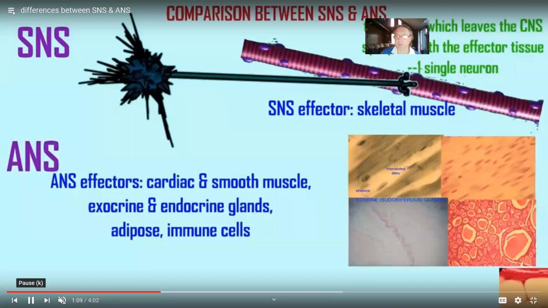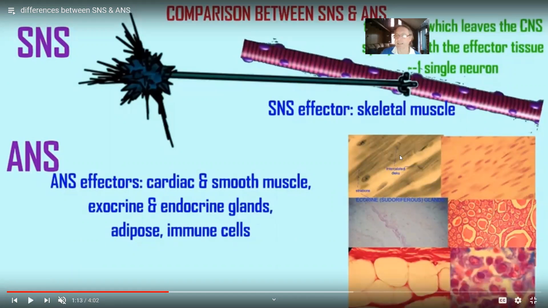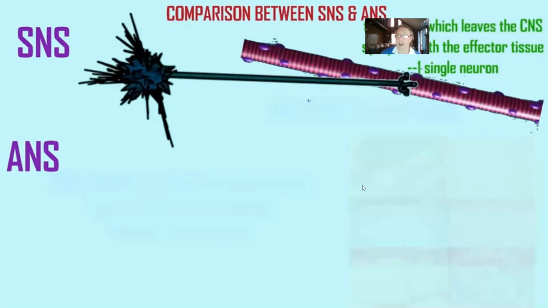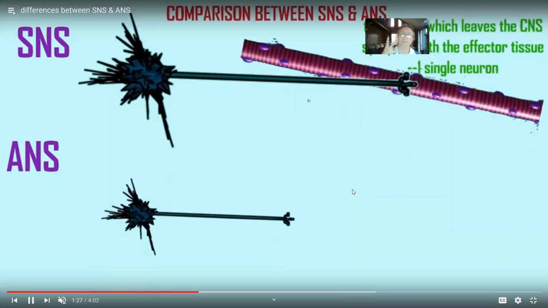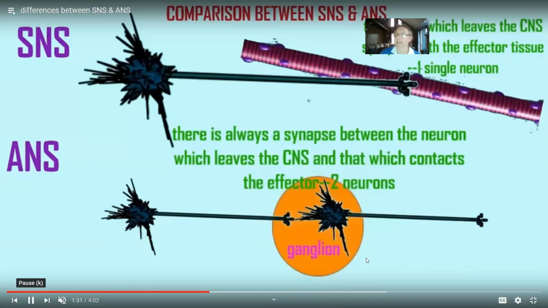And so the autonomic nervous system not only has different targets, so once again, skeletal muscle for the SNS, and then kind of everything else for the autonomic nervous system: cardiac muscle, smooth muscle, exocrine glands, endocrine glands, adipose, immune cells. So the effectors are different, but also the structure is different because the cell which leaves the central nervous system is not the cell that arrives to give commands to the effectors. There are always two neurons, all right? Neuron number 1 and neuron number 2. Now that's not a very good set of names for them, so we'll rename them in just a second.